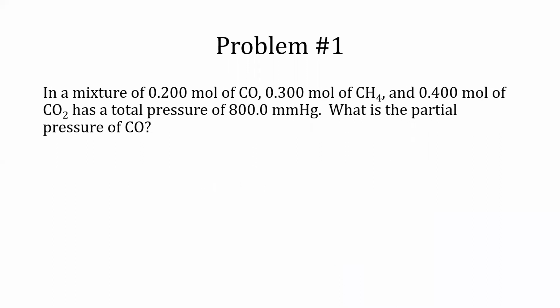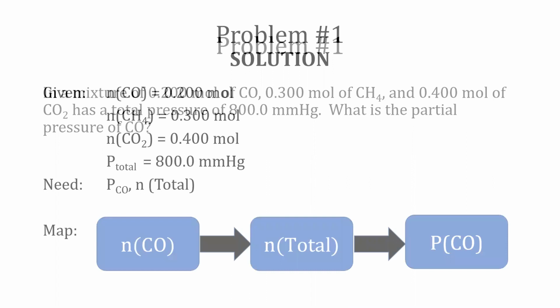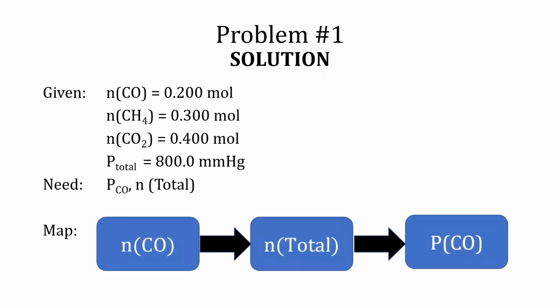Problem 1 is, a mixture of 0.200 mole of CO, 0.300 mole of CH4, and 0.400 mole of CO2 has a total pressure of 800 mmHg. What is the partial pressure of CO? Given that the n of CO is 0.200 mole, n of CH4 is 0.300 mole, and n of CO2 is 0.400 mole, if the total pressure is 800 mmHg, can one find P of CO? Yes, if one knows the total moles present in the system.